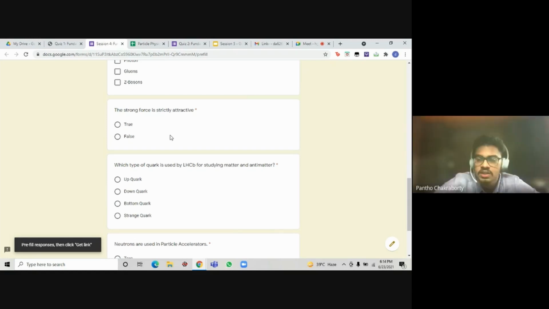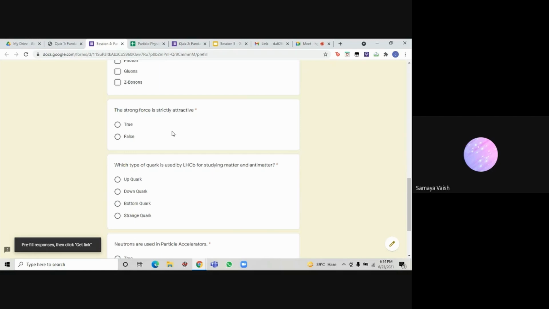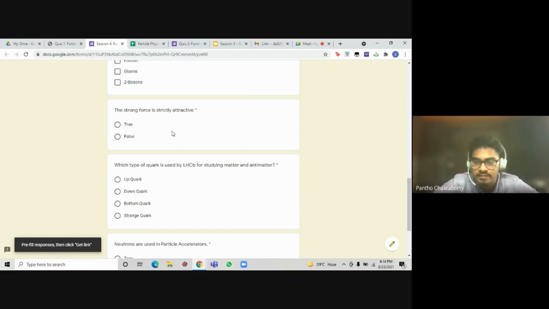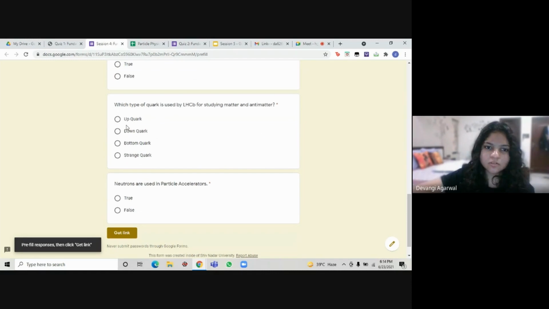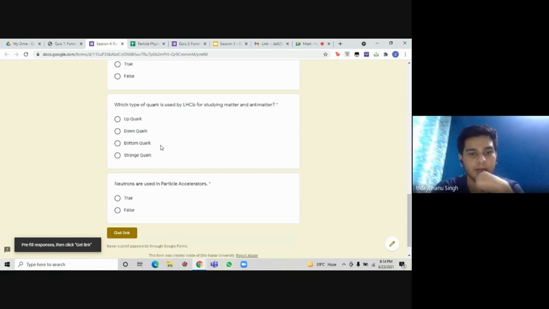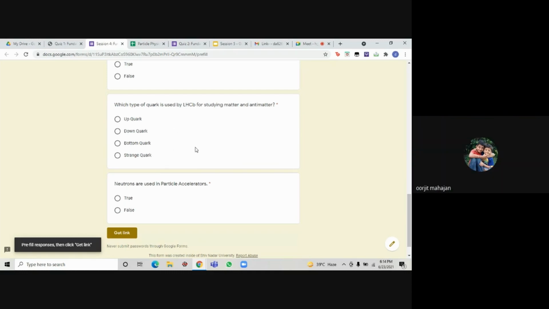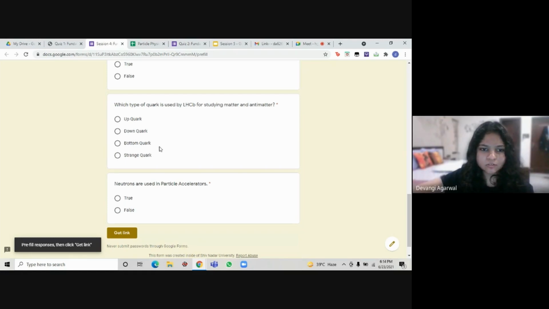Yeah, go ahead, Samya. It would be false as it is repulsive at shorter distances. Yeah, perfect. Right. Then next question was which type of quark is used by LHC for studying matter and antimatter? Yeah, Urjit, you can go ahead. It's the bottom quark. Yeah, right. And it's also known as the beauty quark.